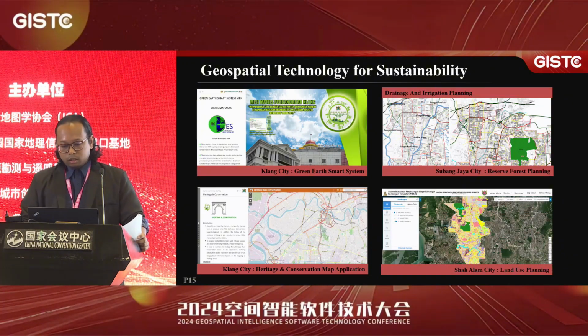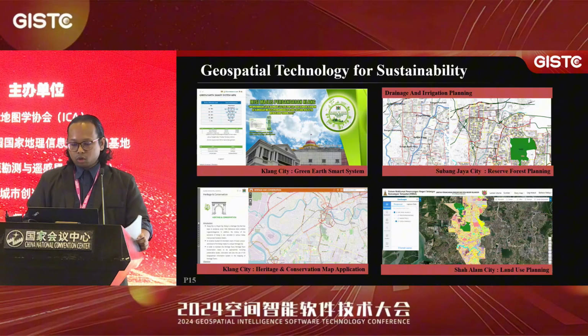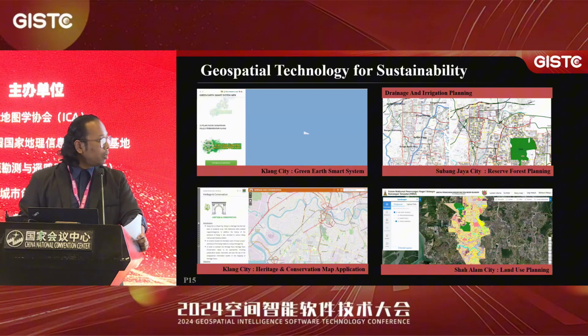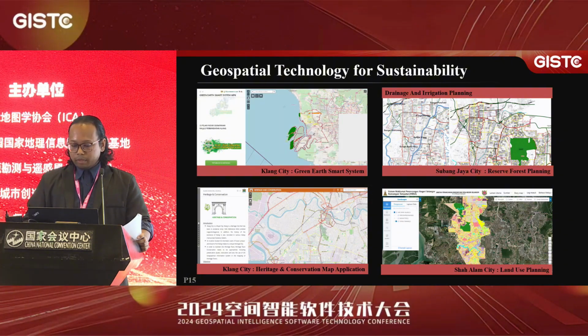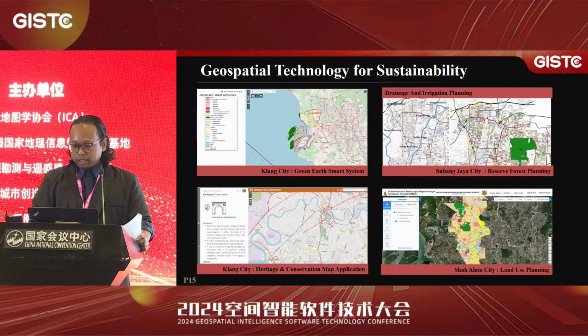The other 4 cities in Selangor are also implementing geospatial technology for their sustainability. For example, Klang City developed their Green Earth Smart System and a Heritage and Conservation application. Subang Jaya, with its densely urban area, uses GIS for reserve forest planning and drainage and irrigation planning to combat flash floods, while Shah Alam City uses a web application to share its future land use planning with communities in Shah Alam.